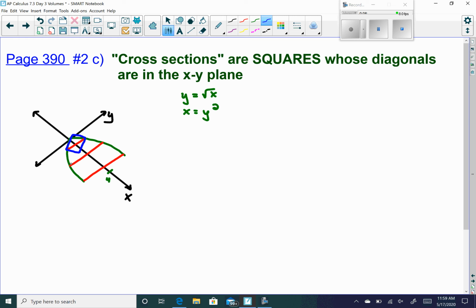So I'm going to draw another one right here. And then another one right here. So again, I'm going to just sort of take out a square. And what I have to do is figure out this diagonal right here. If this is radical x, this is also radical x. So this is 2 radical x. So now I have to figure out what the sides of my squares are.